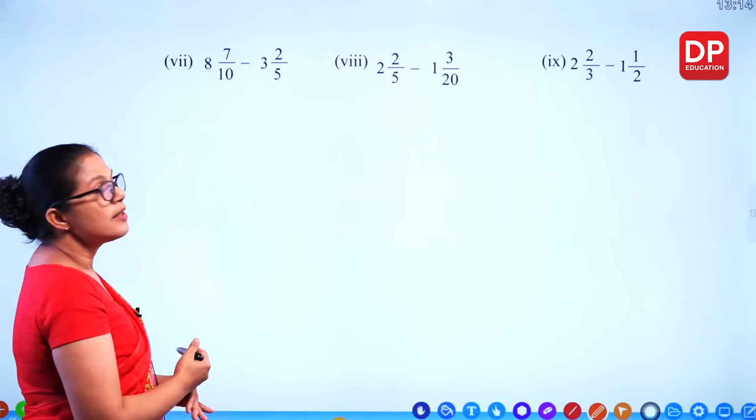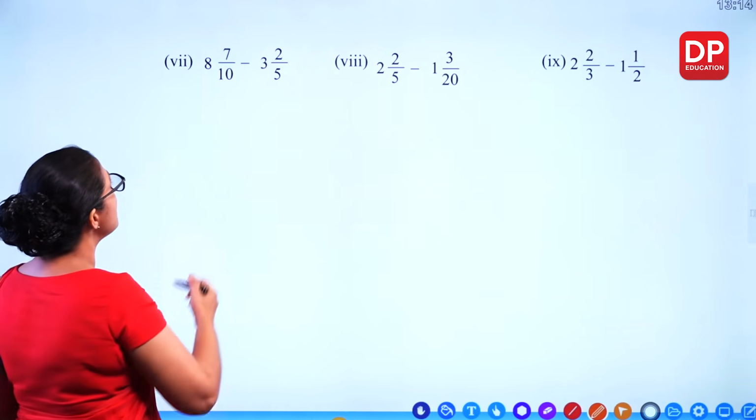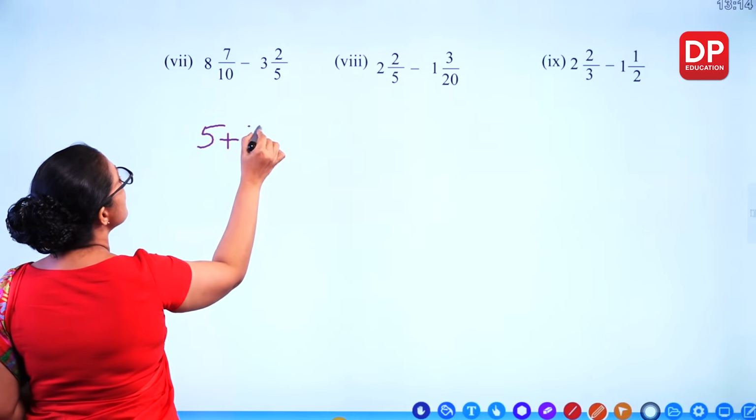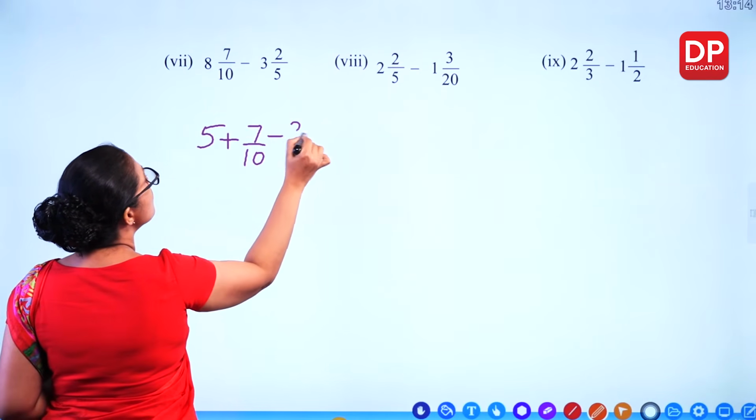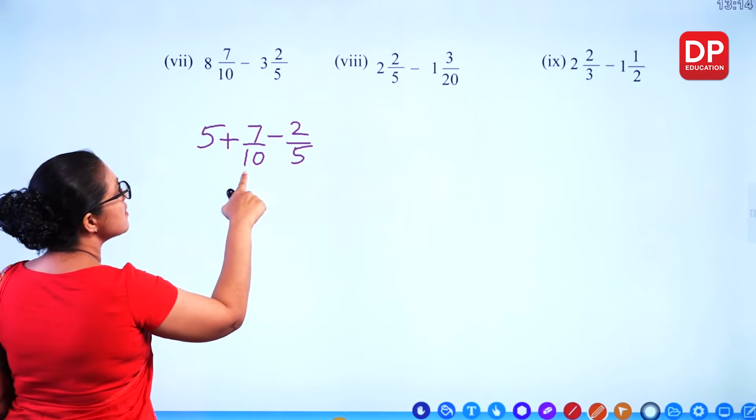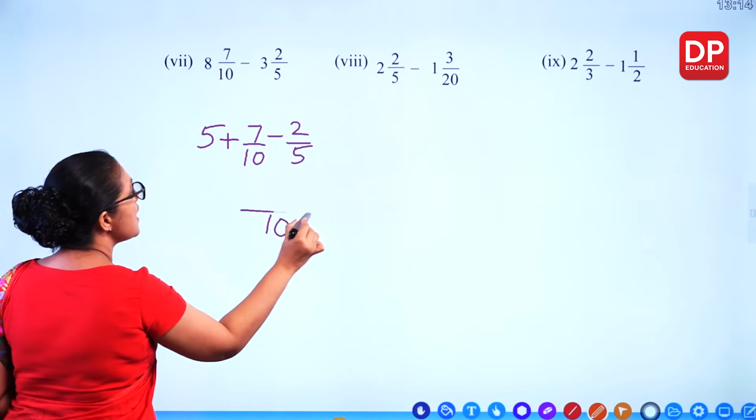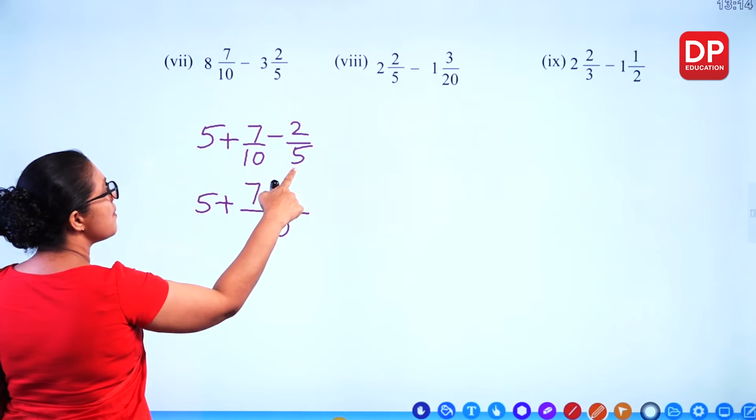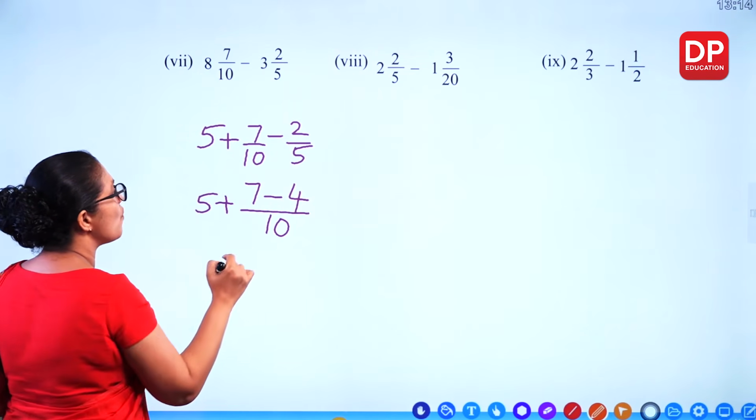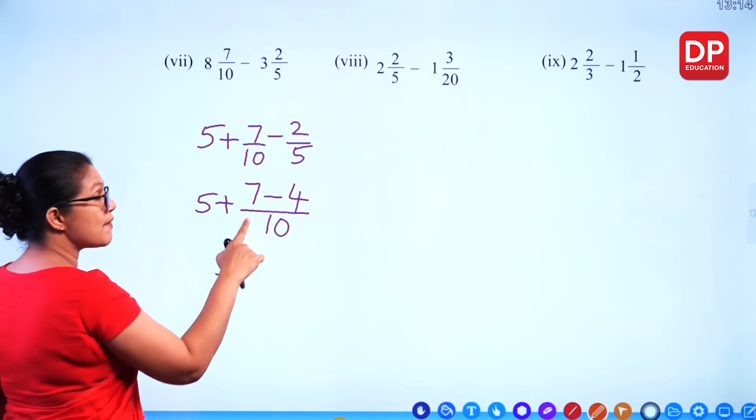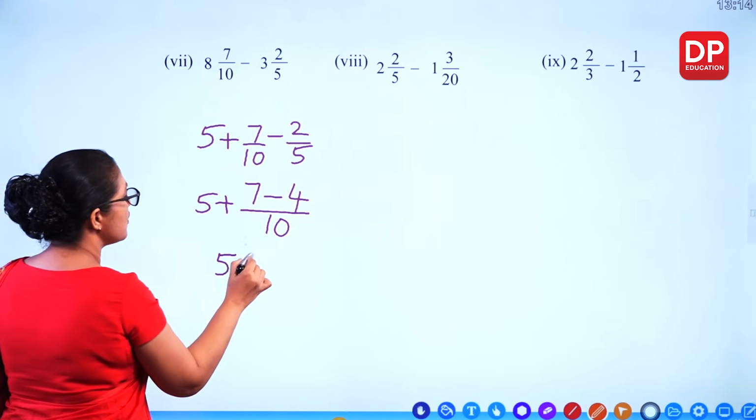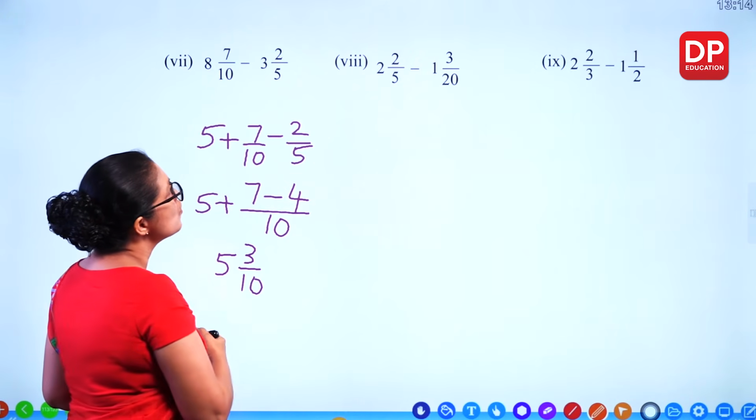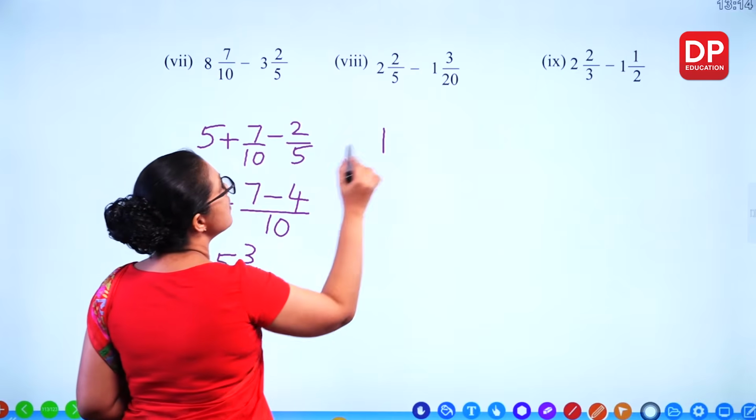This one, we can subtract the whole numbers. 8 minus 3, that's 5. Now 7/10 and 2/5 you can subtract. Convert to the same denominator 10. This is 7. Multiply this by 2, you get 4. So 7 minus 4 is 3, 3 over 10. This one, 2 minus 1, 1.